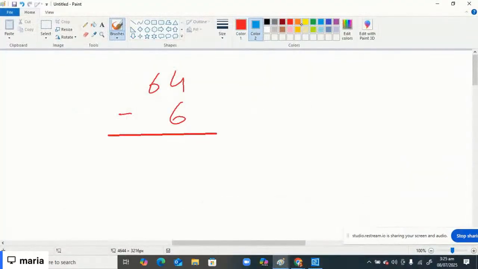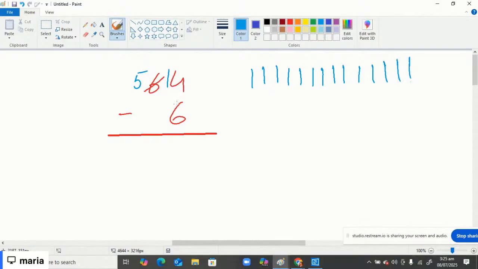Now everyone tell me, is 4 out of 6 possible? No. So what we do is borrow from the neighbor. 6 becomes 5, 4 becomes 14. Draw 14 lines, take away 6, then check how many are left. So these are a total of 14 lines. How many lines do you take off? 2, 4, 6.